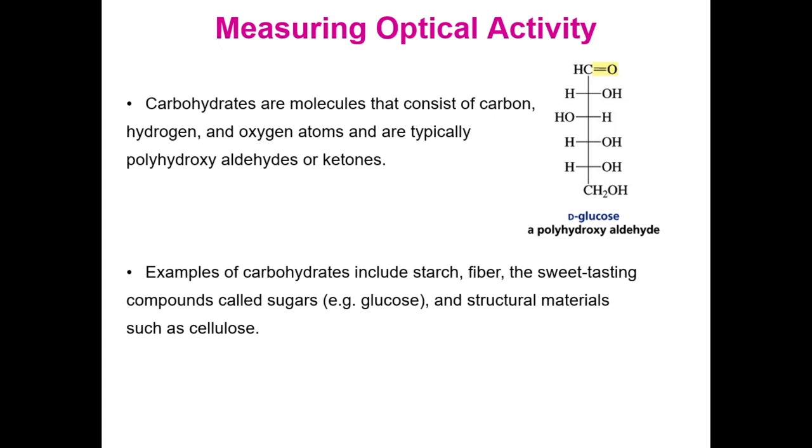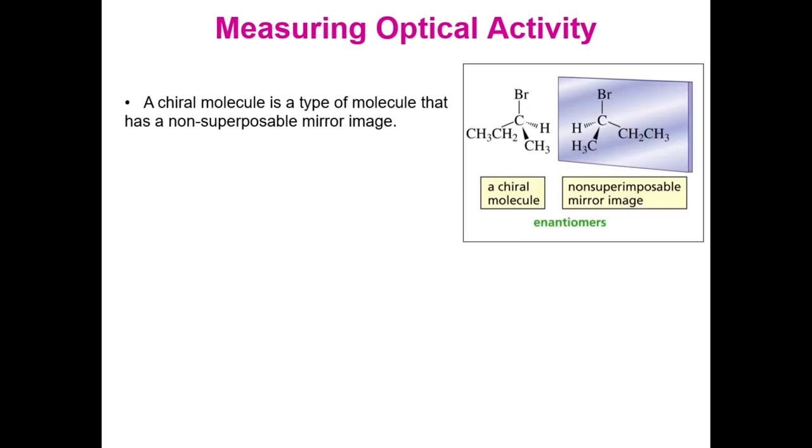Examples of carbohydrates can be found in starch, fiber, the sweet-tasting compounds called sugars, such as glucose, and structural materials such as cellulose. Carbohydrates are chiral, and we've met chiral molecules before. A chiral molecule is a type of molecule that has a non-superimposable mirror image. We have an example here on the right where we have a pair of enantiomers. They are non-superimposable mirror images, and we have an asymmetric carbon with 4 different groups attached.